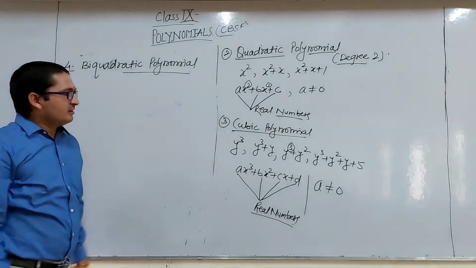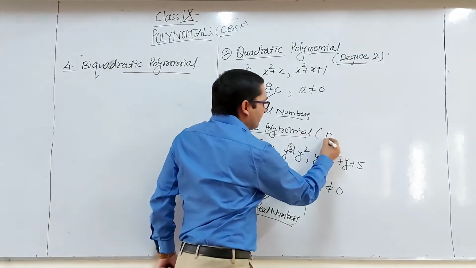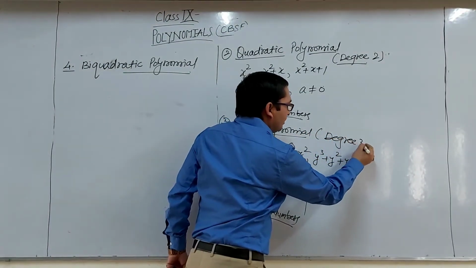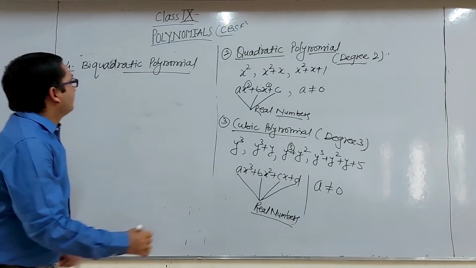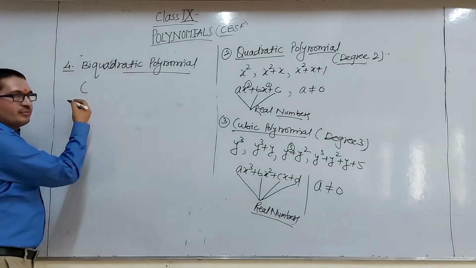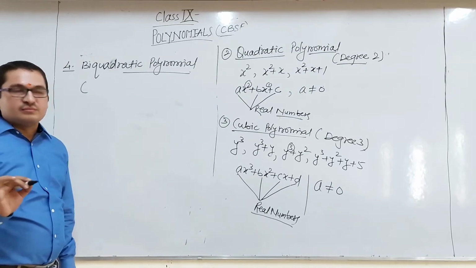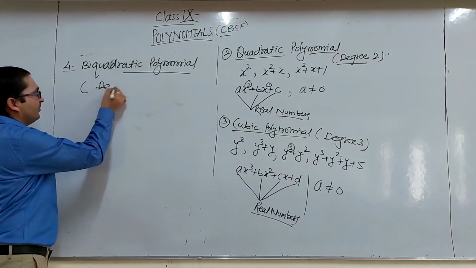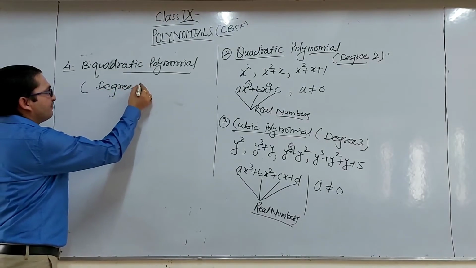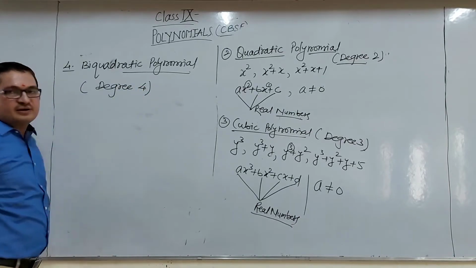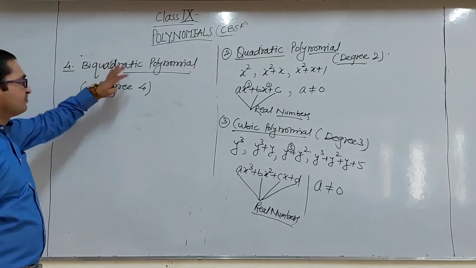Biquadratic polynomial. Here I have not written that the degree should be 3. In a biquadratic polynomial, the degree should be 4. If the degree of the polynomial is 4, that kind of polynomial is known as a biquadratic polynomial.